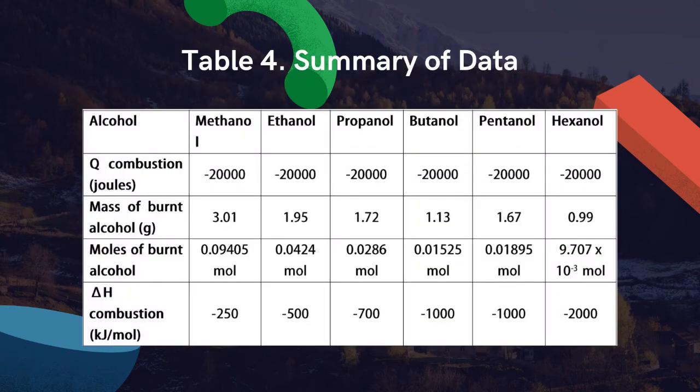Table 4 shows the summary of data from the previous tables. The first row introduces the alcohols and the different kinds of alcohols compared in the experiment. The next row compares their combustion in joules, which is all the same at negative 20,000. And then the third row compares the mass of burnt alcohol. As we can see, it decreases from left to right, from methanol down to hexanol. The same can be said towards the moles of burnt alcohol and the delta H combustion in kilojoules per mole.